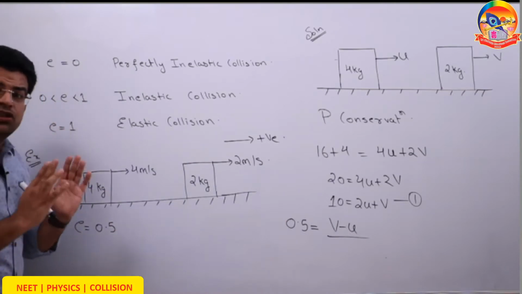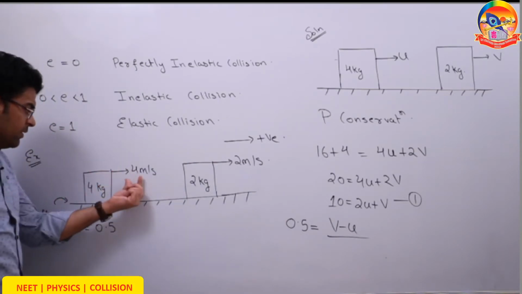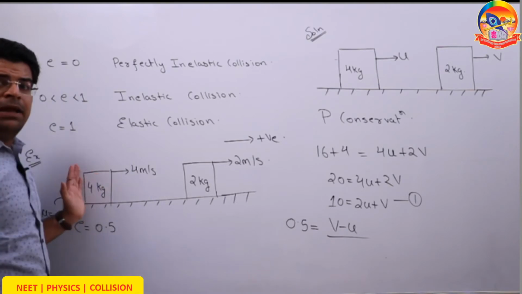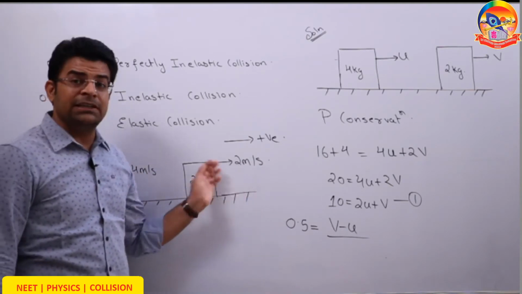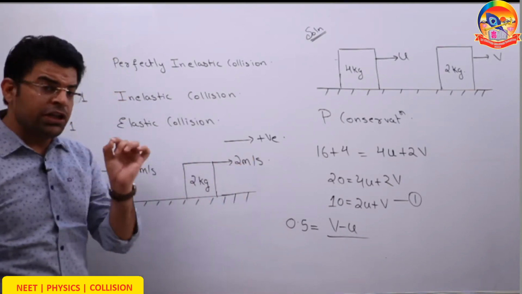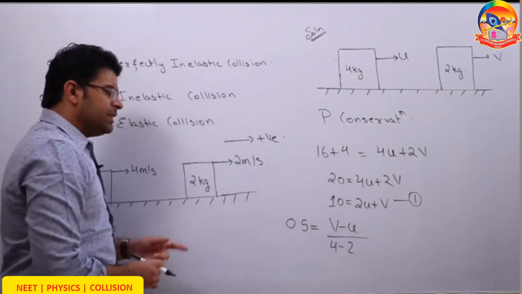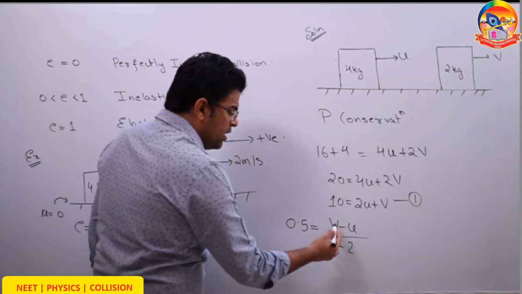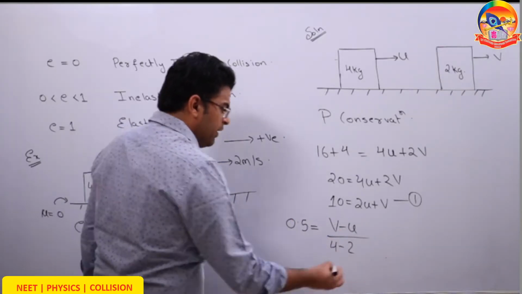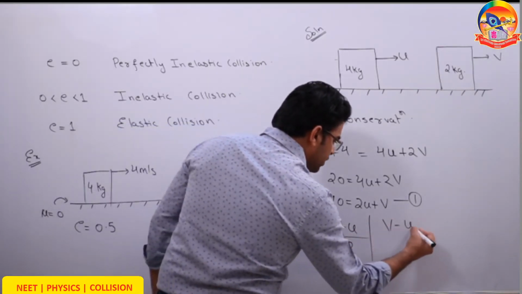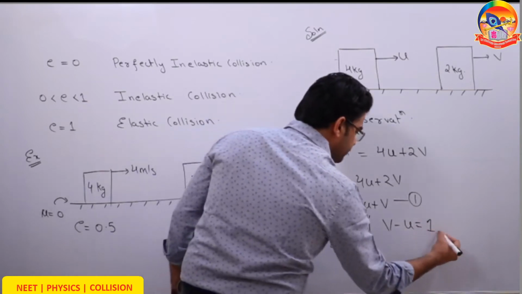What is the velocity of approach? This velocity of 4 meter per second tries to make them approach. This velocity of 2 meter per second is trying to make them separate. So the velocity of approach will be written as 4 minus 2. From this second equation, you can get (V minus U) by 2 equals 0.5, or you can write V minus U equals 1.